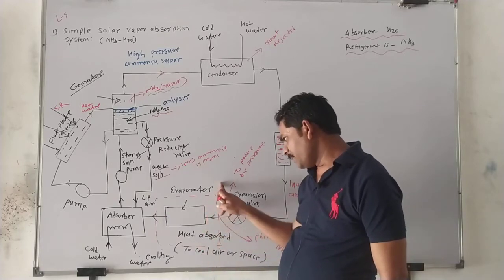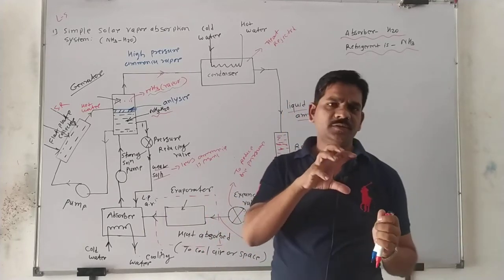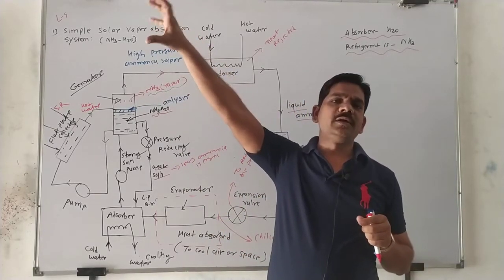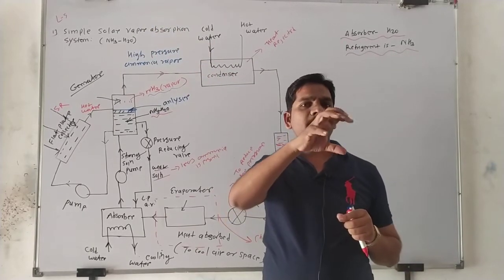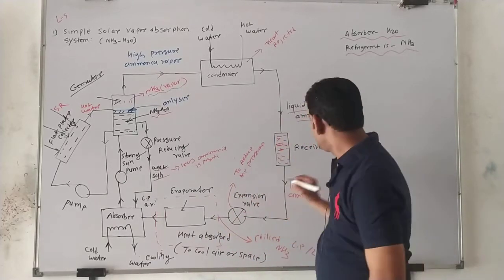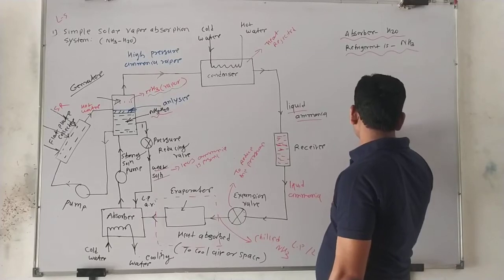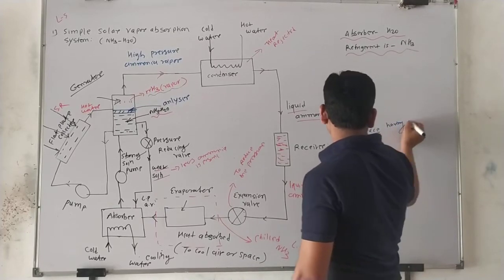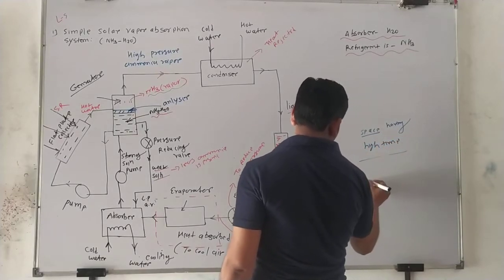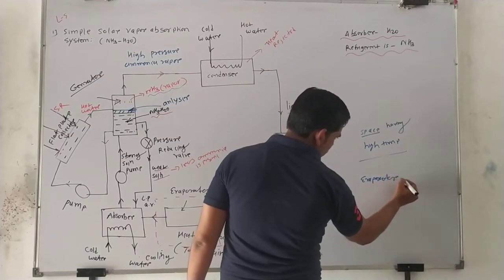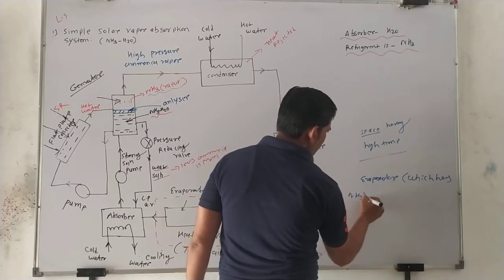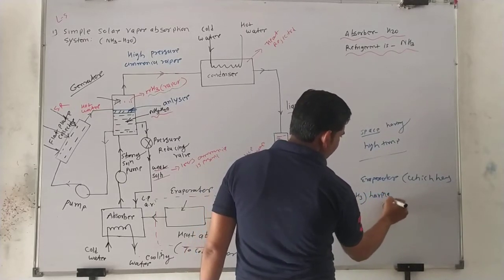The evaporator removes the heat from the space, whatever the space is. Suppose inside the room you place the evaporator here. So what does this evaporator do? This evaporator absorbs the heat from this room. Why does it absorb the heat? Because the space has a high temperature, and the evaporator, which has ammonia, has a low temperature.